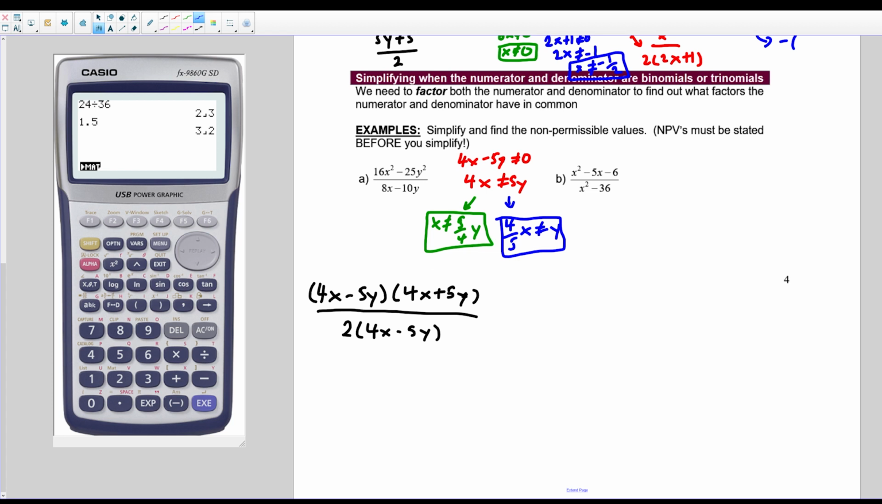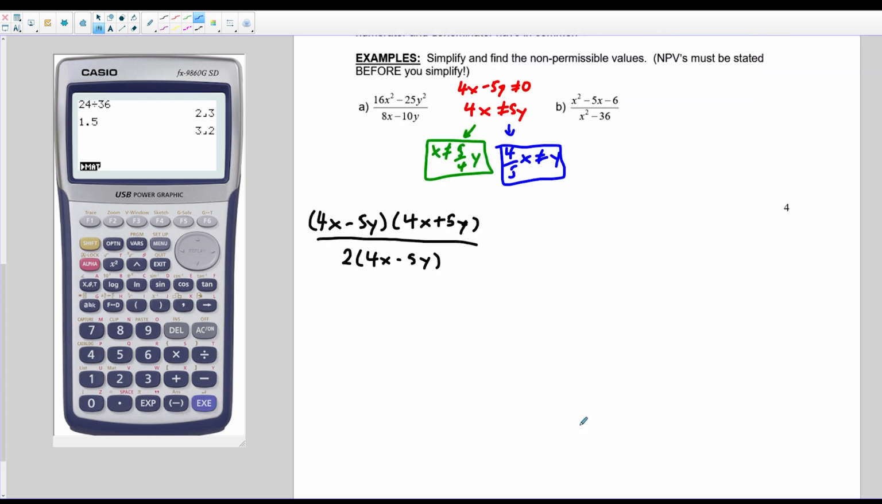So once we get to that point, we can actually go ahead and get rid of our common factors. So in this case, I'm going to get rid of my 4x minus 5y from the bottom and from the top, and I'm left with 4x plus 5y divided by 2.